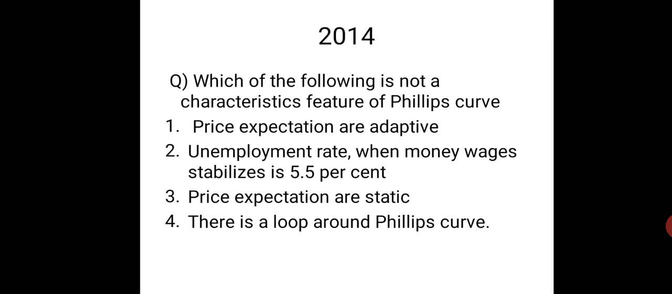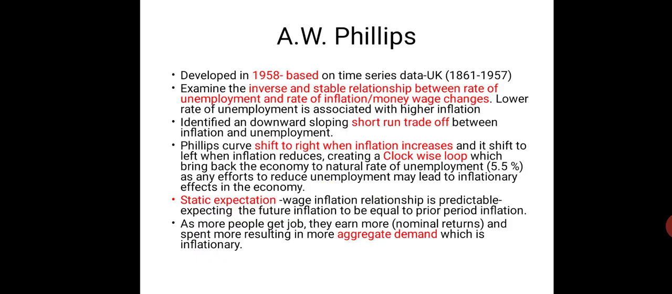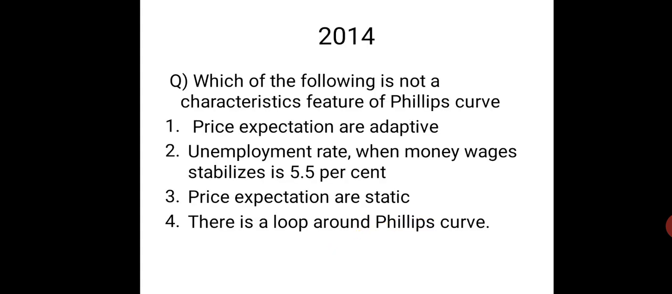We will move over to the second characteristic. Unemployment rate when money wage stabilizes is 5.5%. According to the A.W. Phillips short-run Phillips curve, there was a tendency of the natural rate of unemployment to rotate around 5.5%, which was found on the basis of time series data of the UK between 1861 to 1957. He found that the unemployment rate always has a tendency to stick to this 5.5%. So that is also correct. The second option is correct, and the third is automatically correct. We know that price expectation under the short-run A.W. Phillips curve is static, not adaptive.